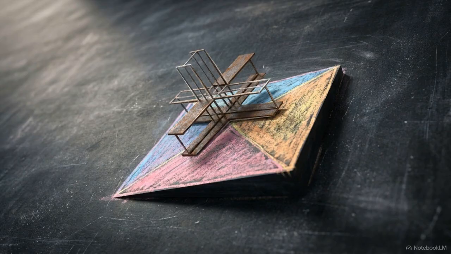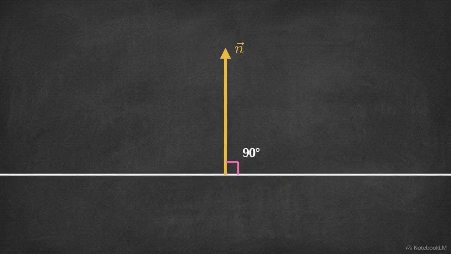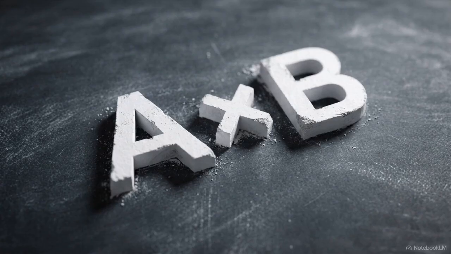If you wanted to build a structure perfectly upright on this tilted floor, you would need to calculate a third vector that sits precisely at a 90-degree angle to the entire plane. This calculation is known as the cross product, or vector product.